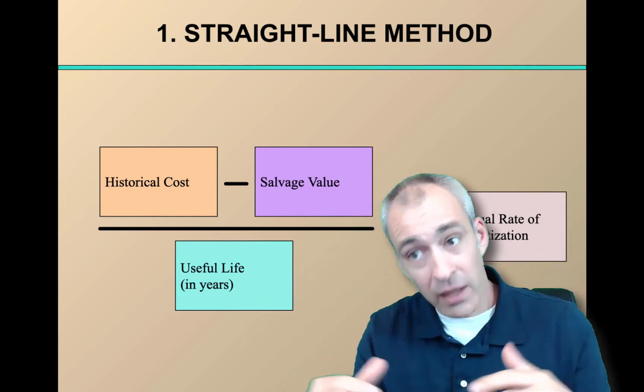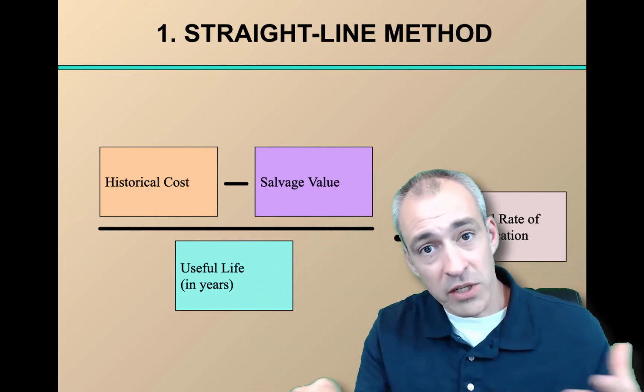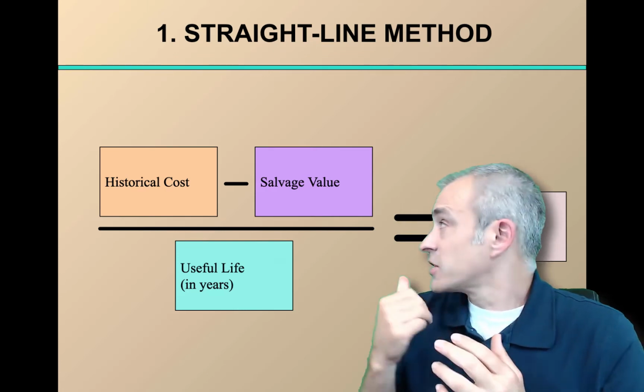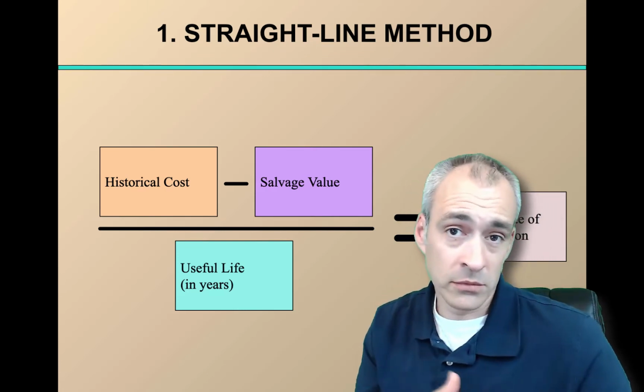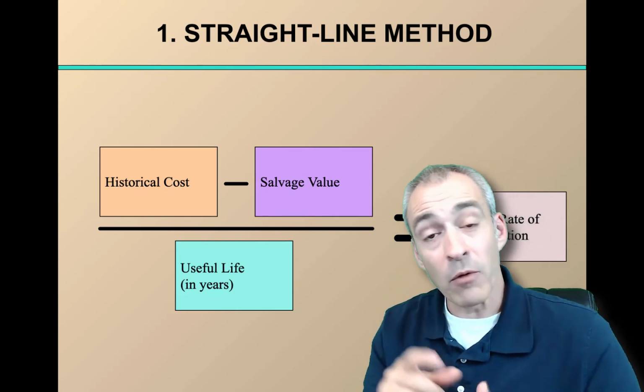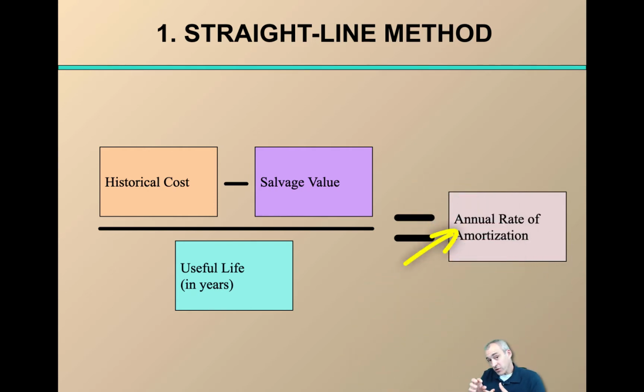It's divided by the useful life. So the years over which it will be amortized. And this is very much a units of activity formula, just got a different name, really. Right? And remember, this gives you the annual rate of amortization.